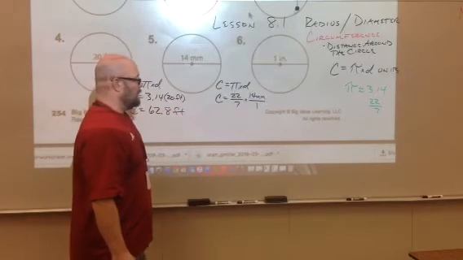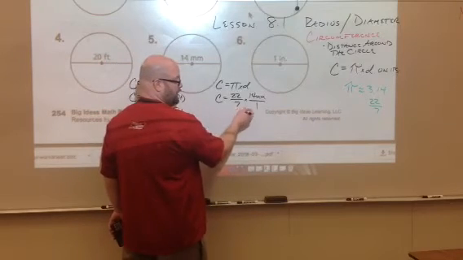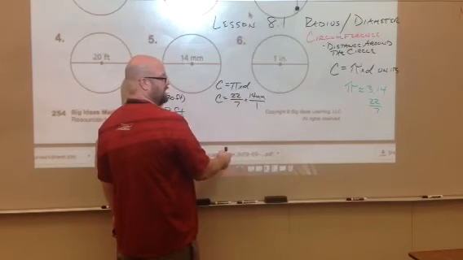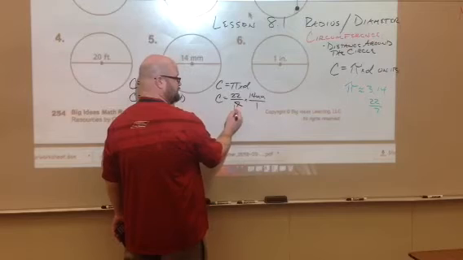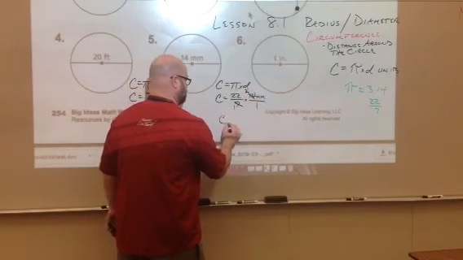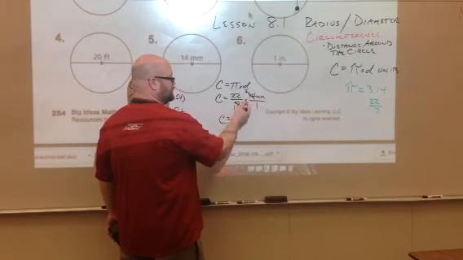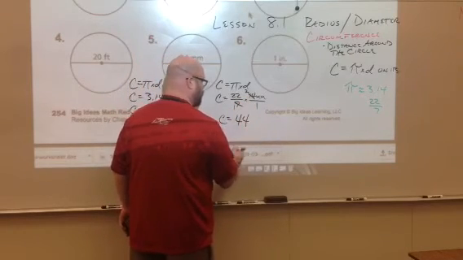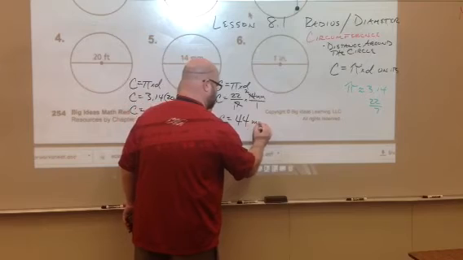Okay? So now, when I use 22/7, we're always going to cancel. So I'm going to cancel out my 7. 7 goes in 7 once. 7 goes into 14 twice. Now circumference equals 22 times 2, which is 44. Label millimeters.